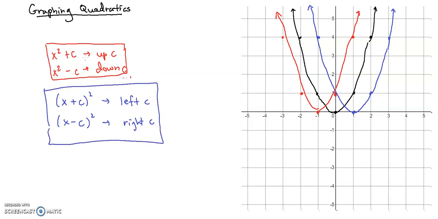If you add or subtract outside the function, it shifts up and down. If you add or subtract inside the function, it shifts left and right. And what's cool about this is it actually works for any function, not just squares. You can use this to graph anything.